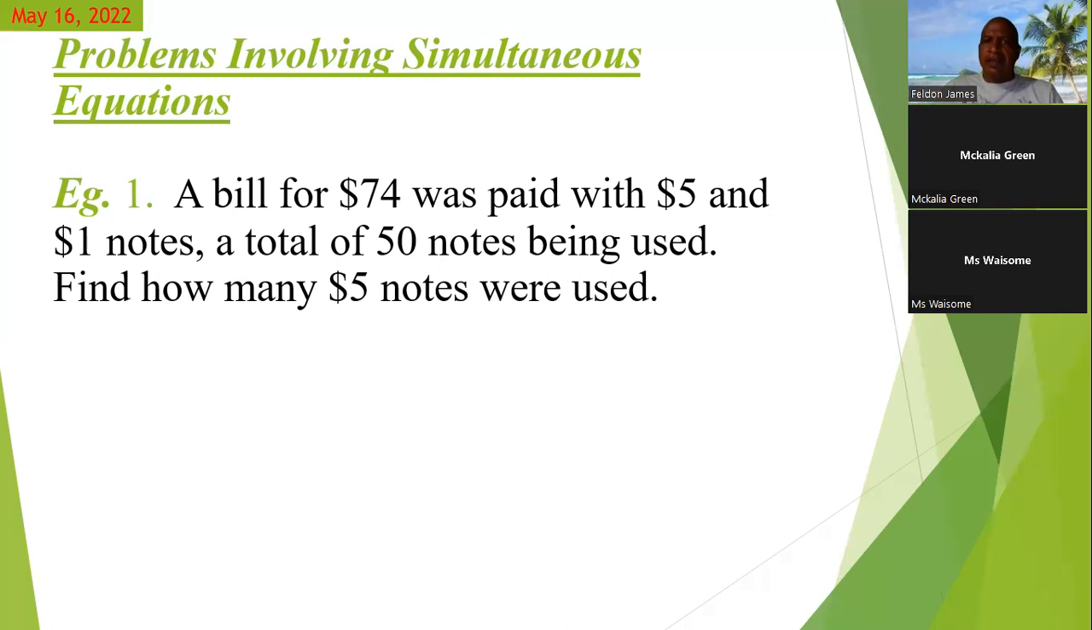A bill was paid for $74, right? You use some amount of $5 notes, you use some amount of $1 notes. Now there's a total of 50 notes. Does that give you any kind of clue as to what you can do?